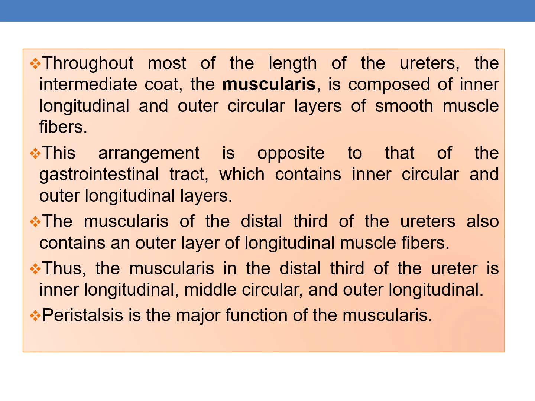Throughout most of the length of the ureters, the intermediate coat, the muscularis, is composed of inner longitudinal and outer circular layers of smooth muscle fibers. This arrangement is opposite to that of the gastrointestinal tract, which contains inner circular and outer longitudinal layers. The muscularis of the distal third of the ureters also contains an outer layer of longitudinal muscle fibers. Thus, the muscularis in the distal third of the ureter is inner longitudinal, middle circular and outer longitudinal. And the major function of muscularis is peristalsis.